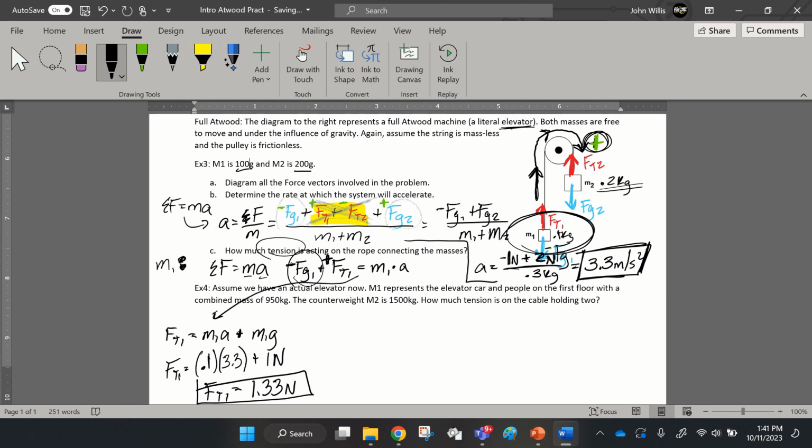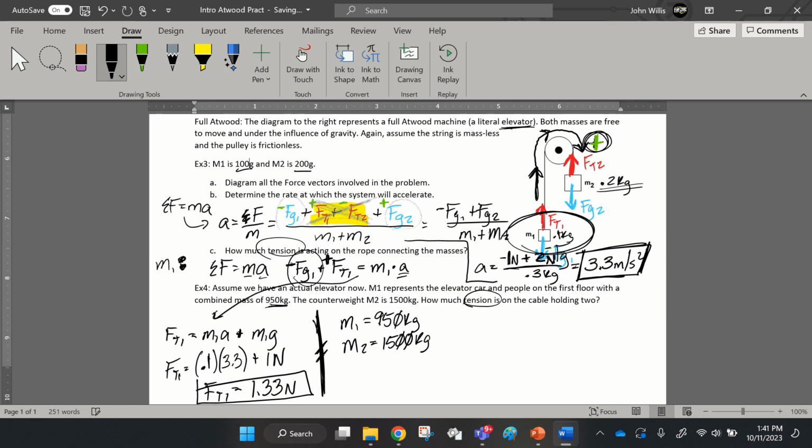All right, it seems like a lot, but that was because it was the first time I went over it. So let's jump into problem number 4, which is the exact same scenario, the exact same idea. M1 represents an elevator car full of people on the first floor, which have a mass of 950. So I'm going to start labeling these. We have 950 kilograms for M1. We have a counterweight, which is M2, of 1,500 kilograms. How much tension?